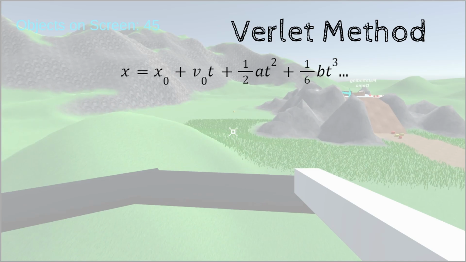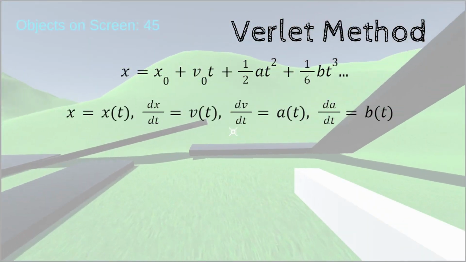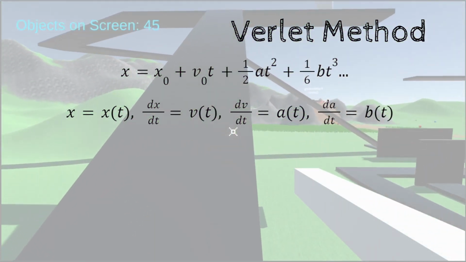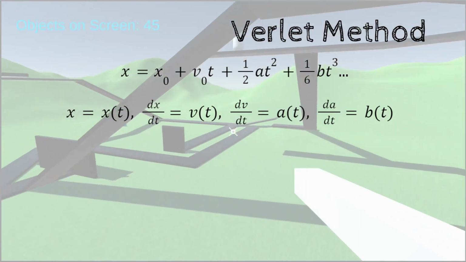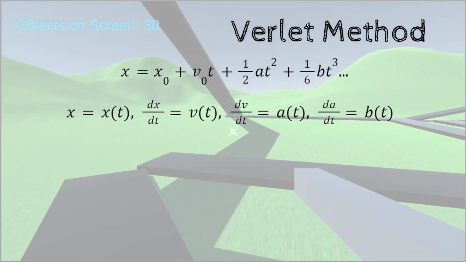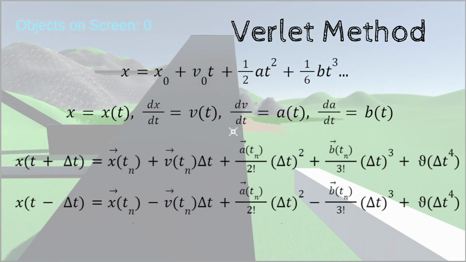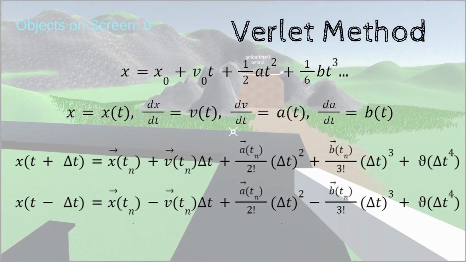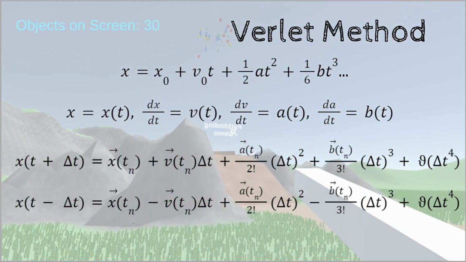Then we write a Taylor expansion, so we need to first find the derivatives of x with respect to time t. So we have x, dx/dt, dv/dt, and then dA/dt to get our three first derivatives. Then finally we use the formula for our Taylor expansion. And then we write one for both x at t plus delta t and x at t minus delta t.